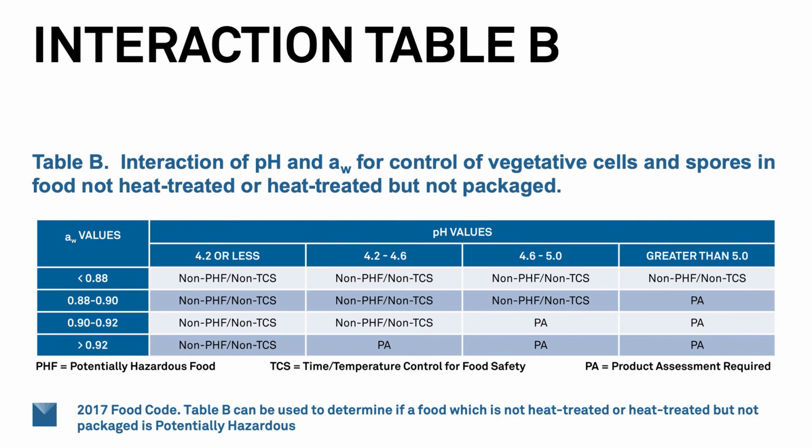This next example is similar to the first one, except this time the food is not heat treated, or it's heat treated but not packaged. So a little lighter conditions in the treatment of the food. You can see the same setup here. We have pH across the top, and then the water activity values are on the left. And we'll see here that at greater than 0.56, you have to have a water activity below 0.88.